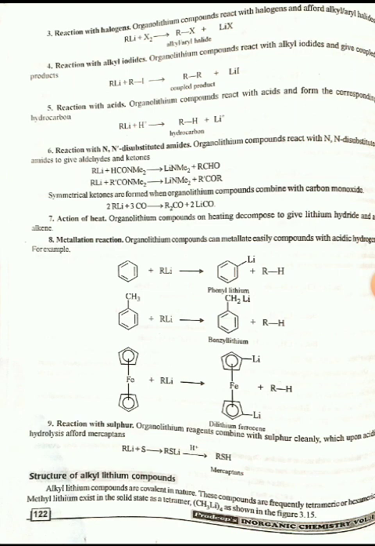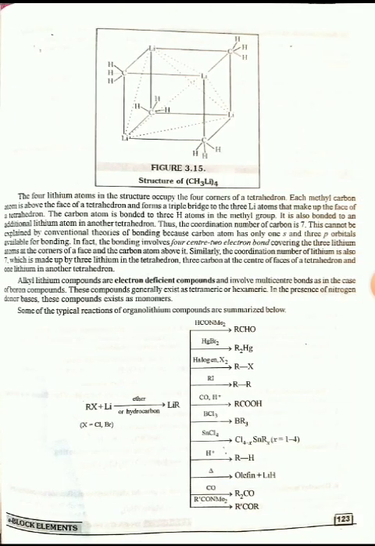Structure of alkyl lithium compounds. Alkyl lithium compounds are covalent in nature. These compounds are frequently tetrameric or hexameric. Methyl lithium exists in the solid state as a tetramer, (CH3Li)4, as shown in figure 3.15.